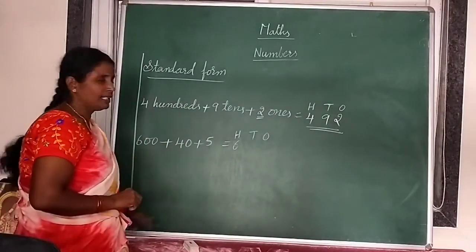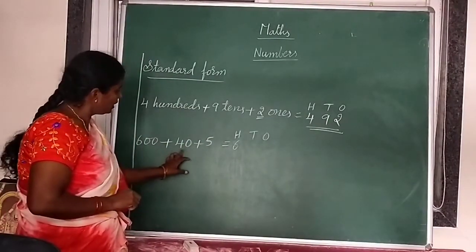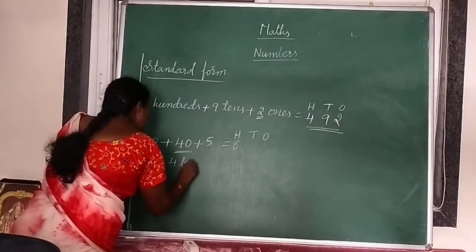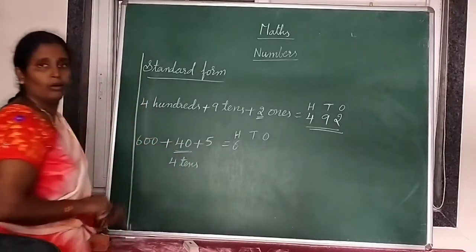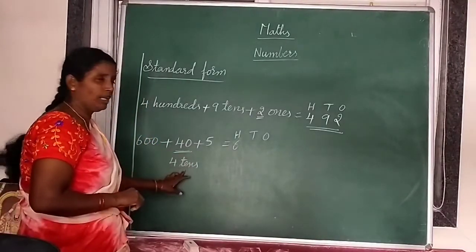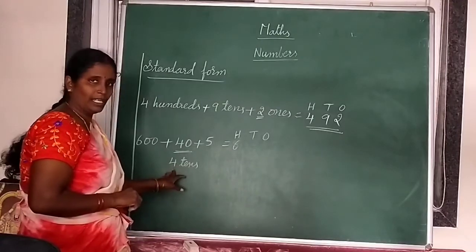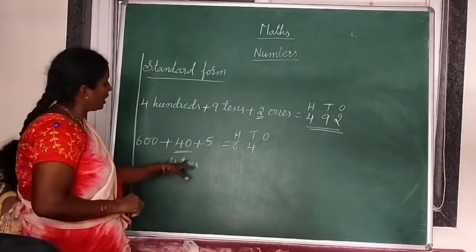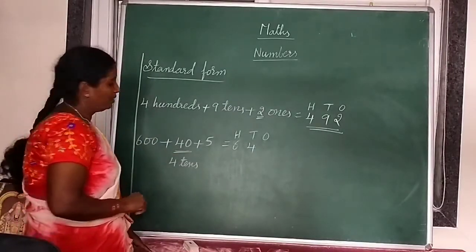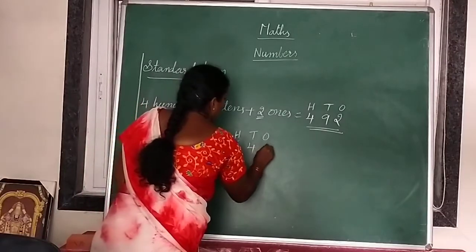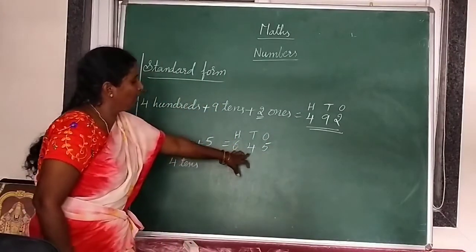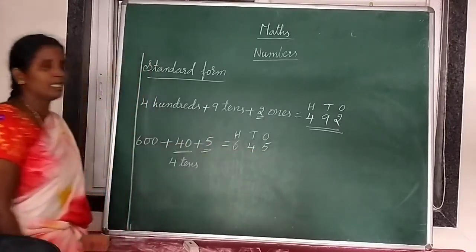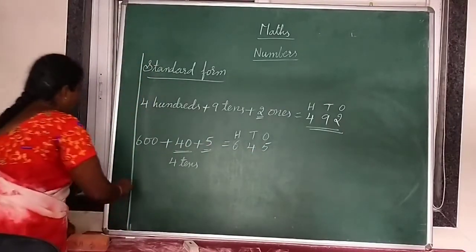How many tens are there here? 40 is nothing but 4 tens. 4 tens are 40. Means how many tens are there? 4 tens. So write 4 under tens place. And how many ones are there? 5 ones. So 645. Understood? It is nothing but 645.